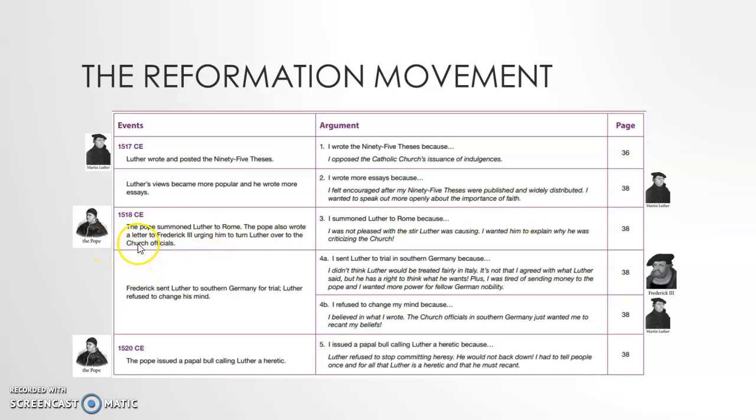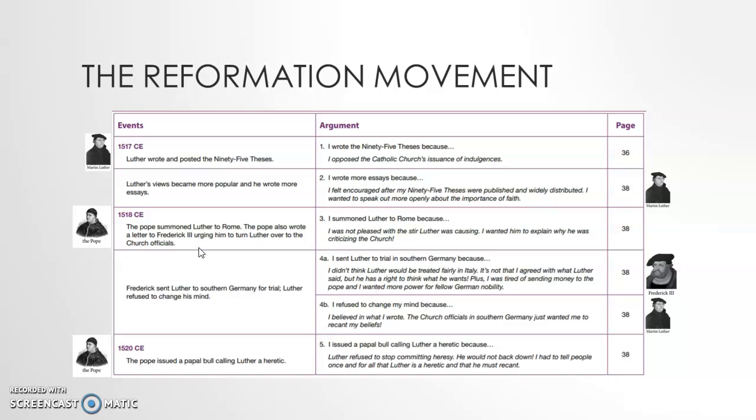The Pope summoned Luther to Rome. The Pope also wrote a letter to Frederick III urging him to turn Luther over to the church officials. He summoned him because he wasn't pleased with the stir Luther was causing, and he wanted him to explain why he was criticizing the church. So he was super unhappy with how Luther was coming after the church and wanted it to stop.